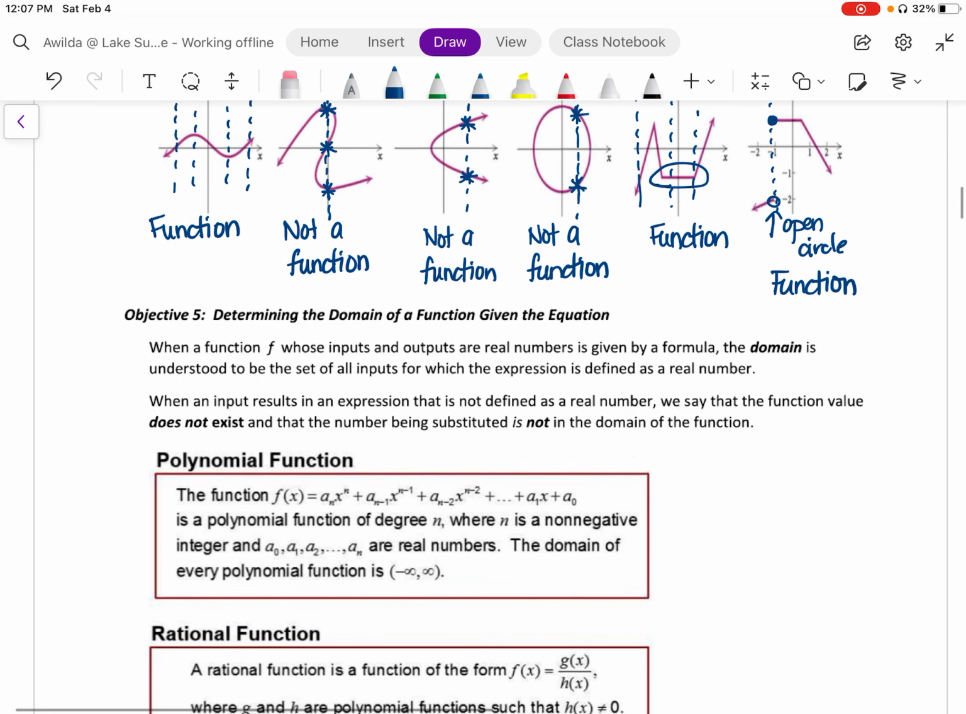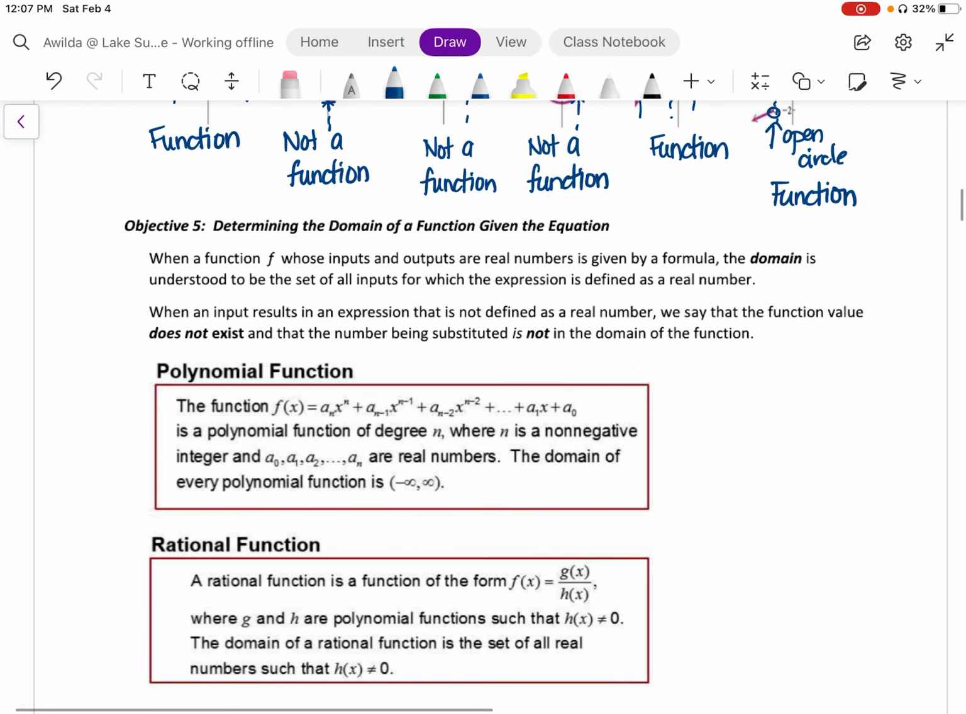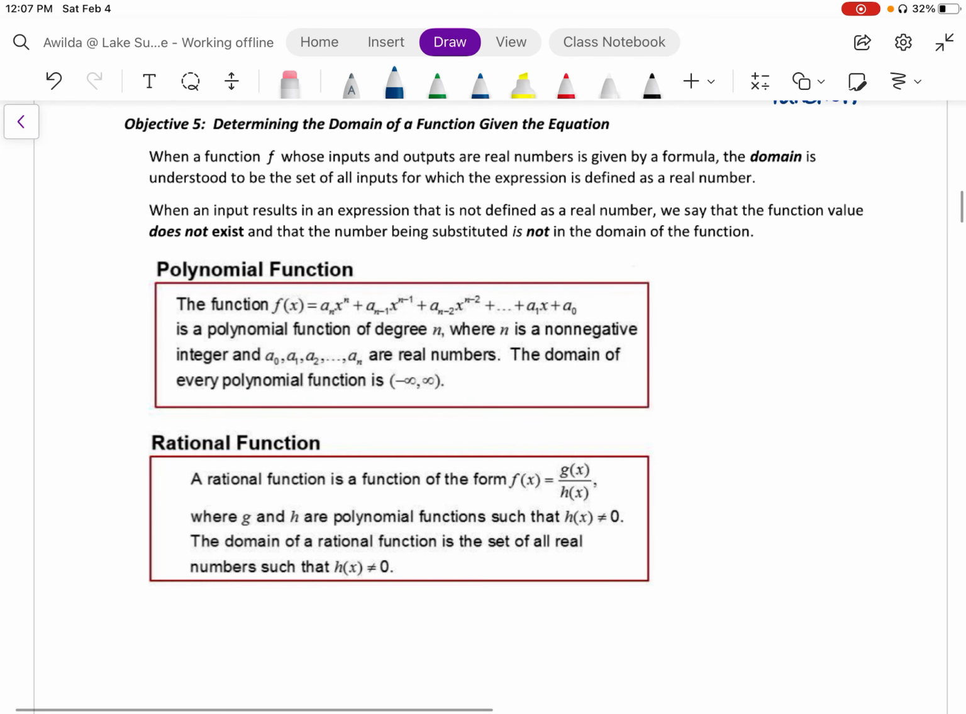Next, let's look at how to determine the domain of a function given only its equation. When a function whose inputs and outputs are real numbers is given by a formula, the domain is understood to be the set of all inputs for which the expression is defined as a real number. Another way of thinking about this is that if we find any values of x that cause problems, then those x values have to be excluded from the domain, not included in the domain.